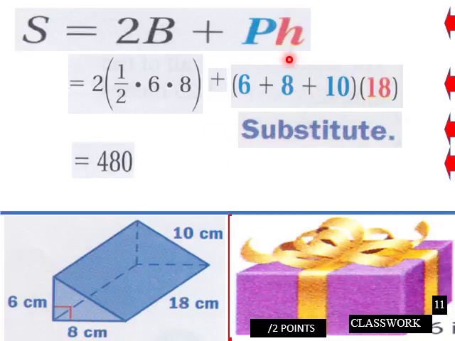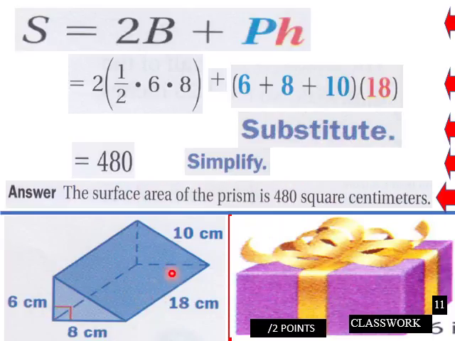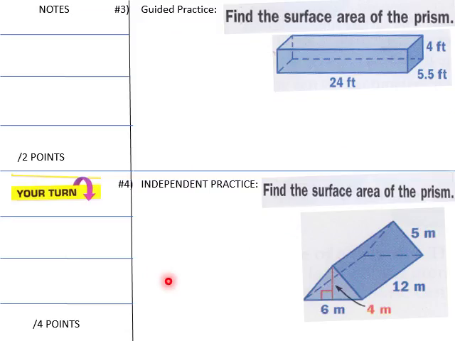So we substitute in values for that, and we get 480 for our surface area of this triangular prism here. Surface area of the prism is about 480 square centimeters.